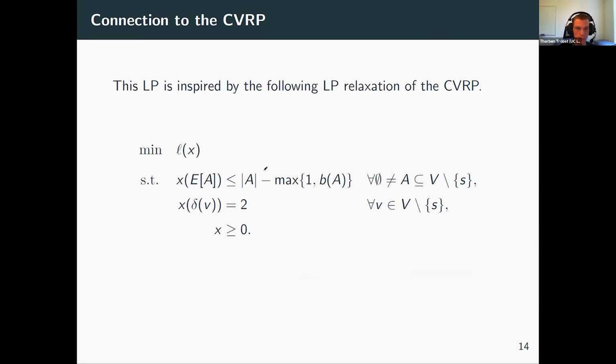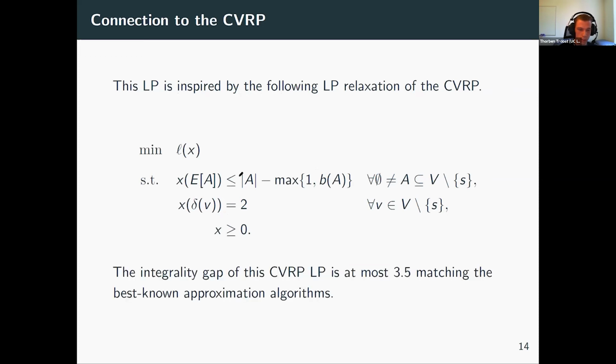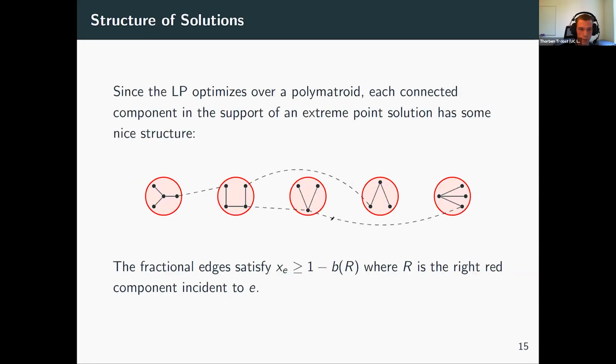And this LP is actually inspired by an LP relaxation of the capacitated vehicle routing problem, which is almost the same, except we have degree constraints on the vertices that are not the depot. And it turns out actually that this LP relaxation of the capacitated vehicle routing has an integrality gap of at most 3.5, which matches actually the best known approximation algorithm. So this LP is quite interesting. Okay, now the very nice thing about this tree covering LP is that this LP is actually a polymatroid. And because it is a polymatroid, it has a very nice structure to it.